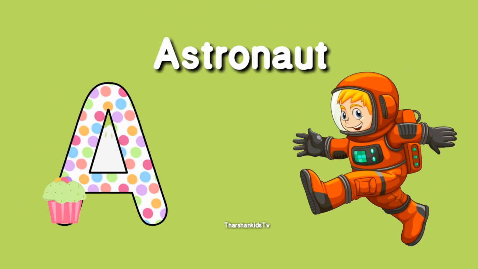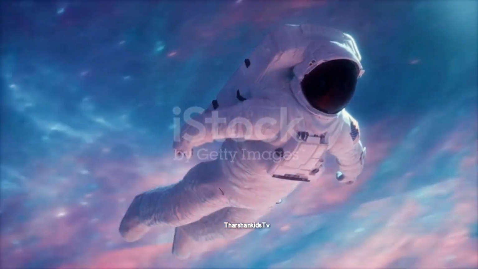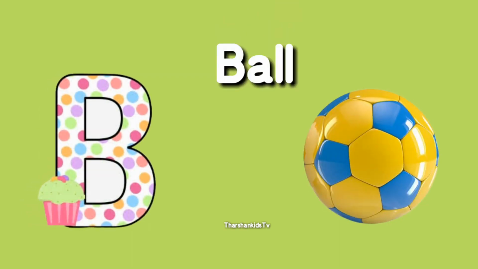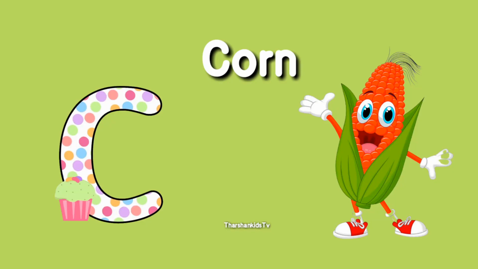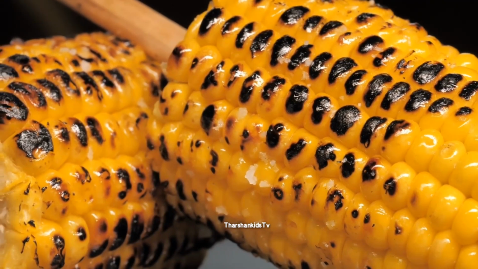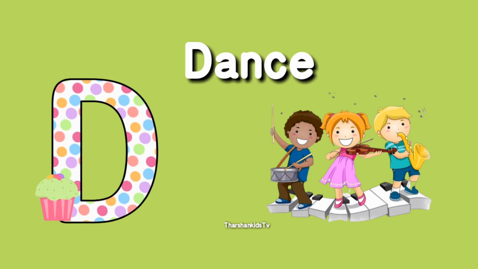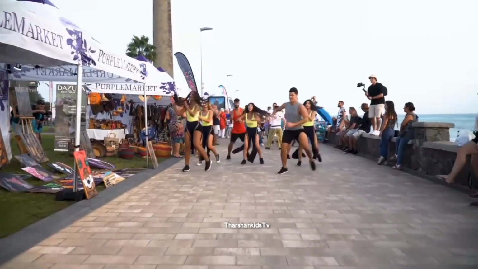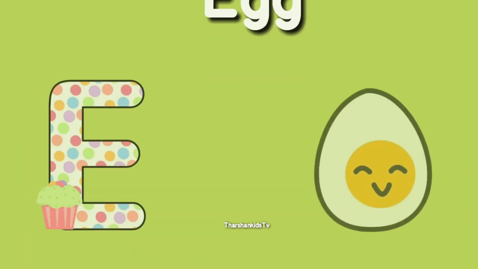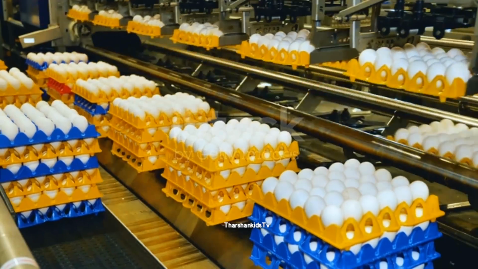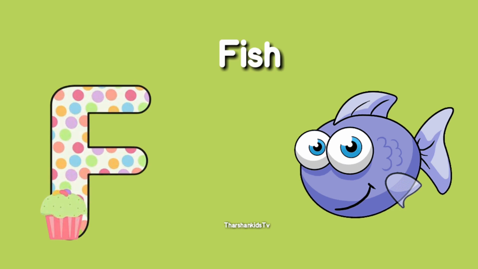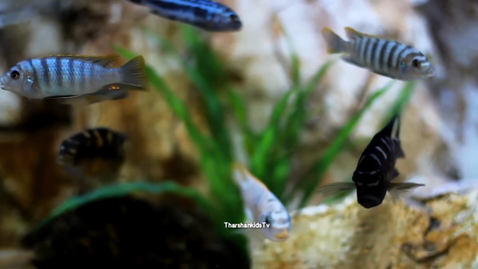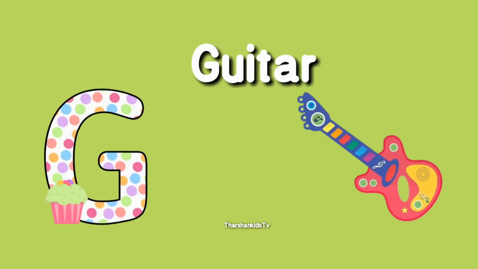A for astronaut. B for ball. C for corn. E for egg. F for fish. G for guitar.